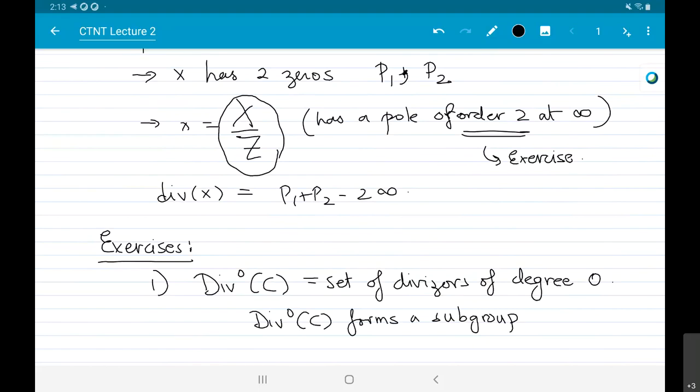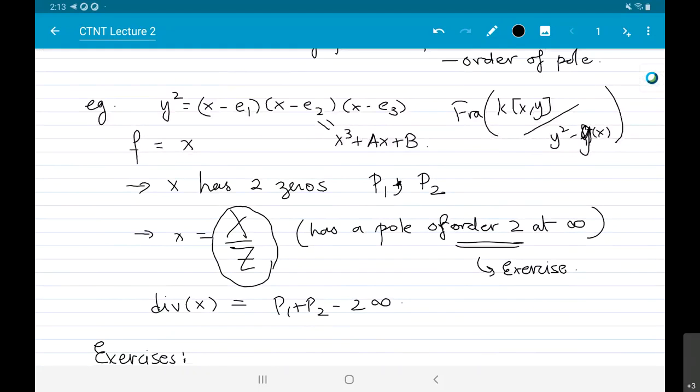There's a question: is f equals x different from the variable x that is used to define the elliptic curve? No, it's the same. That is crucial. You can think of x as being a function on the elliptic curve by thinking of it as an element of this field, k[x,y] mod y squared minus g of x. That's the ring of functions on E. Great question.